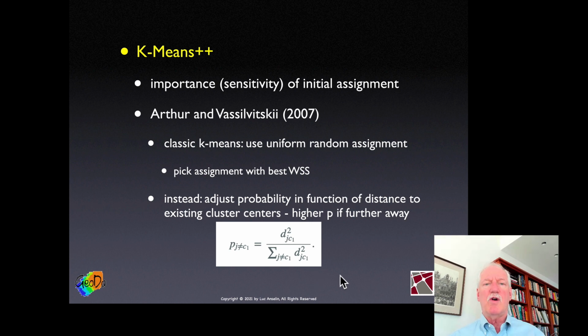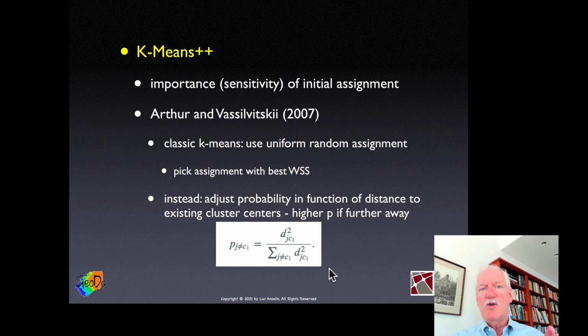So it's no longer equal chance for any point to be picked, but the chances have been weighed, in a sense, as a function of the distance to the existing seeds, in the sense that points that are further away from the existing seeds are favored. So they get a higher probability of being picked. So then this is Kmeans plus plus.